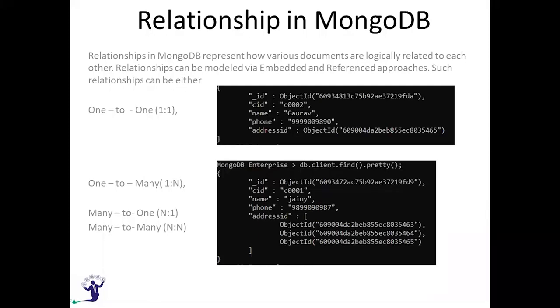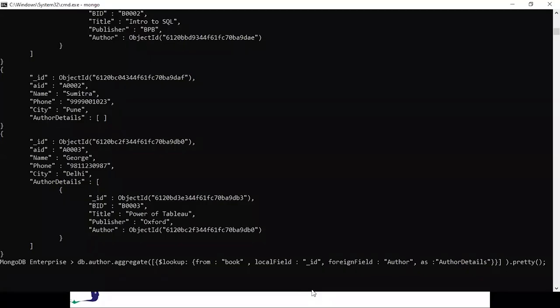Relationship in Mongo. Right. I have given you an example here as well. Relationship in Mongo, there could be one-to-one relationship, one-to-many relationship, many-to-one, and many-to-many relationships. So let me give you one example of this.